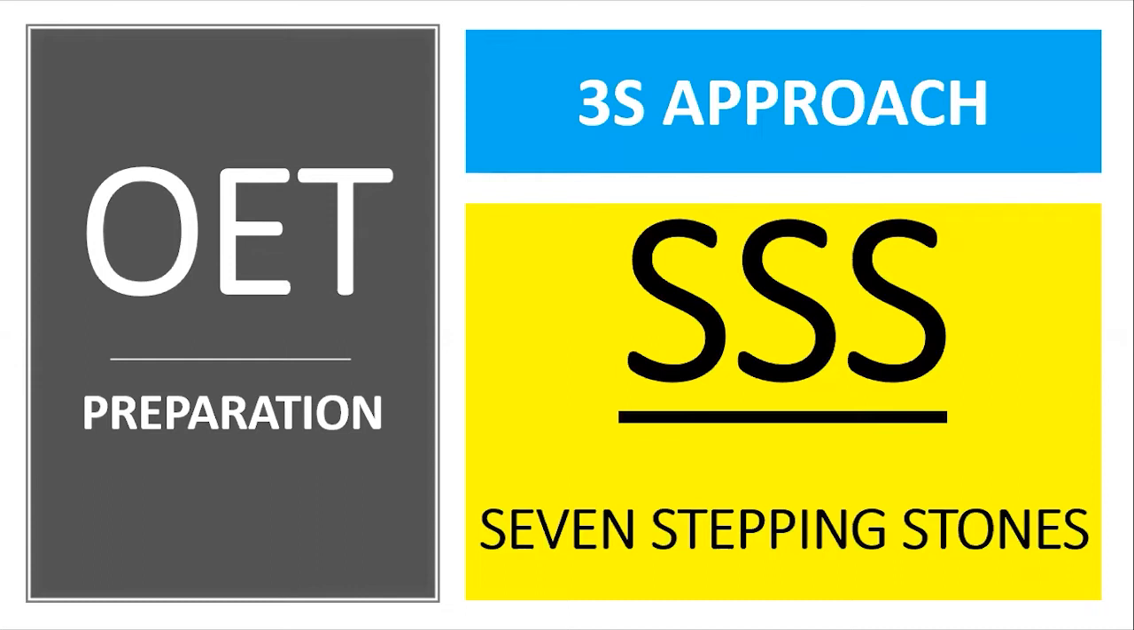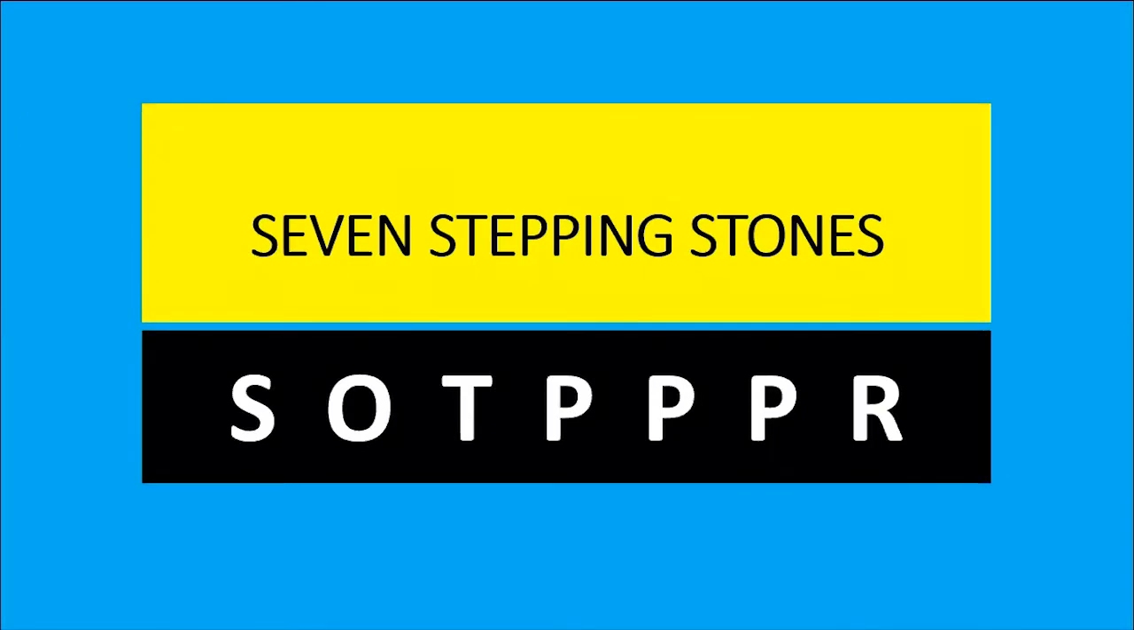Now, the first one is... let us try to understand this here. The 7 stepping stones are the 7 words here. We can say it's an acronym. SOT 3PR. Now SOT, the first 3 letters, stand for one set, and the 3 P's stand for another set, and the last R is the final thing.